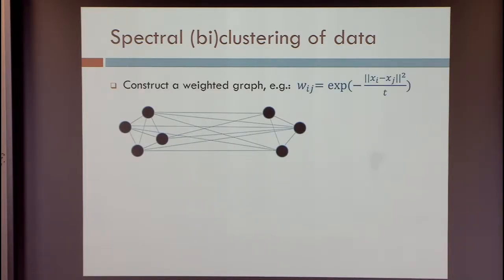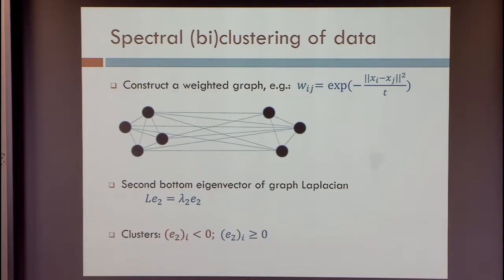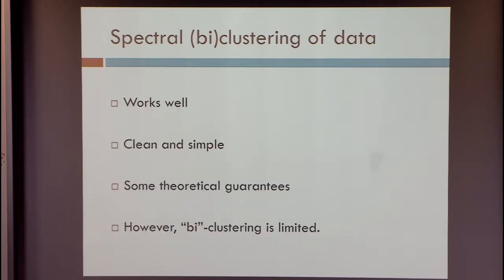So how does one apply this to data? Well, say I start with points in Euclidean space, and then I try to translate this into a weighted graph by thinking of the weights as similarities. This is a possible choice of a similarity, a function of the distance of the points. And then, again, as I said before, I construct the Laplacian matrix, compute the bottom eigenvector, and I use the sign to partition. And for the biclustering problem, this works pretty well. It has decent theoretical guarantees. However, biclustering is pretty limited because it only gives you 2 clusters. So the real question is, well, what if you want more than 2?